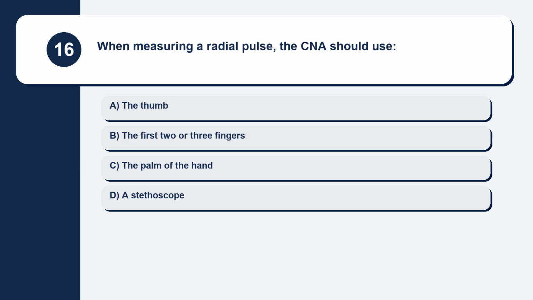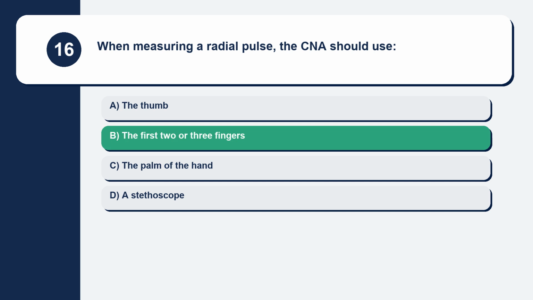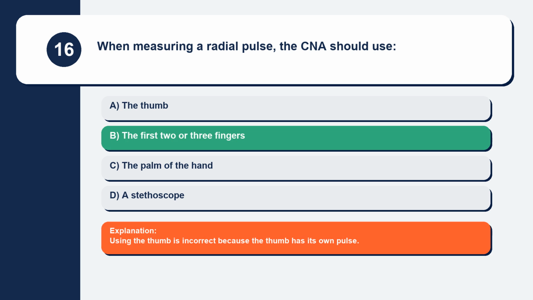Question 16. When measuring a radial pulse, the CNA should use the thumb, the first 2 or 3 fingers, the palm of the hand, a stethoscope. Using the thumb is incorrect because the thumb has its own pulse.